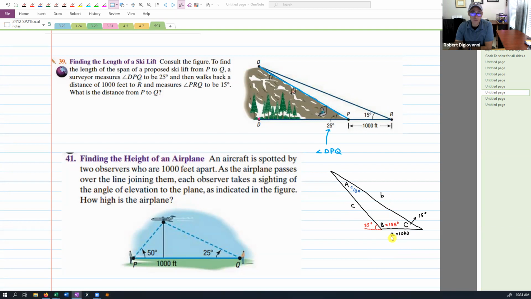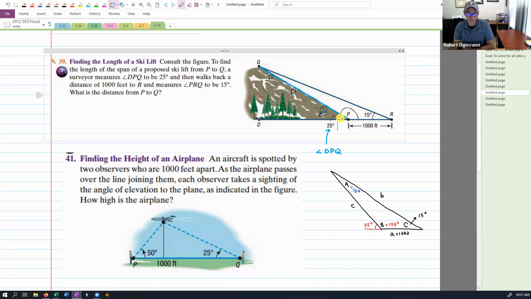So the first thing I wrote down was that a is 1,000, that's given to me. I also know that angle C is 15 degrees because that was given to me. This angle here, which I'm calling capital B, was not given to me, but I was given that this is 25 degrees. And so it's important for us to note that if you go a straight line, straight across, that's 180 degrees. So if this part from here to here is 25, you can take 180, subtract 25, and that's where you get 155. Is that clear to everyone?